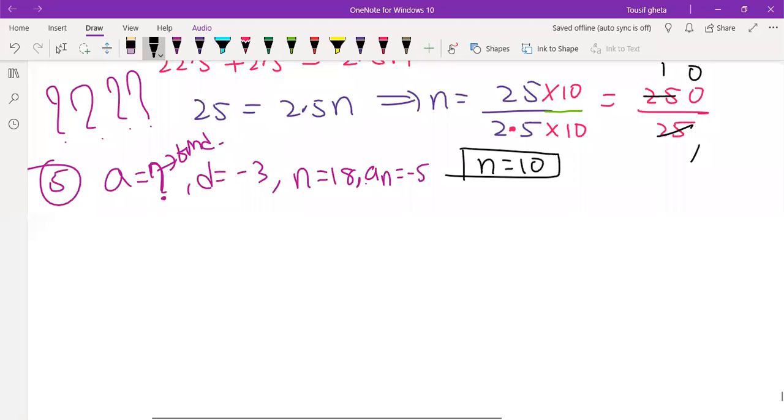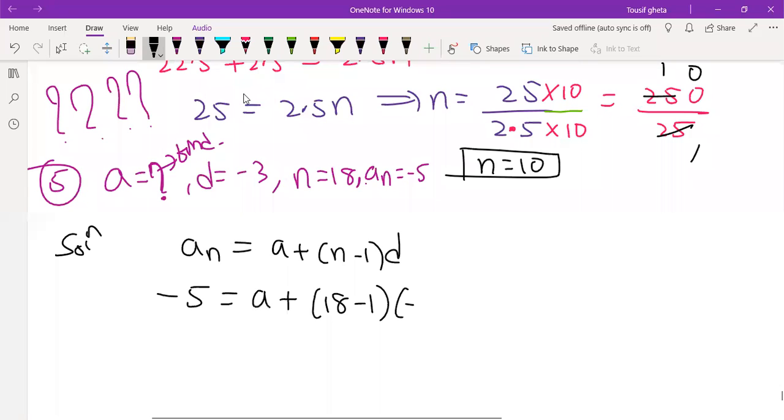Problem based questions are there. So an is equal to minus 5 they gave, a we don't know, n they gave 18 minus 1, d they gave minus 3. So minus 5 is equal to a plus 17 of minus 3, right?